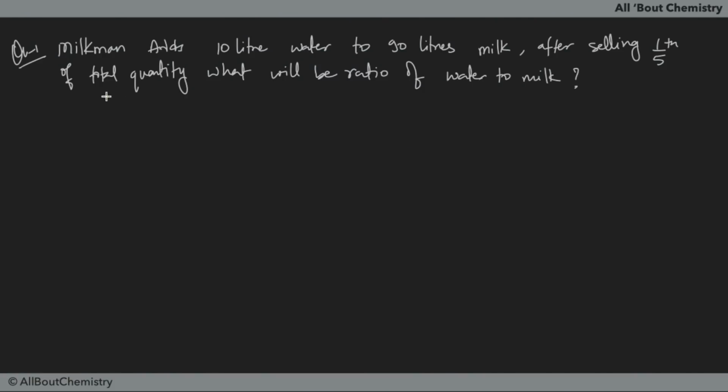Alright, so the first question says that a milkman adds 10 liters of water to 90 liters of milk, and after selling 1/5 of the total quantity, what will be the ratio of milk? Now this question was actually a previous year question. The same question has already been asked in CSIR NET.